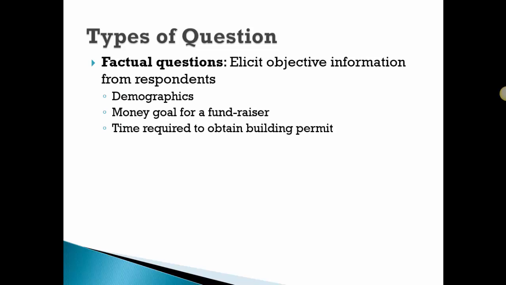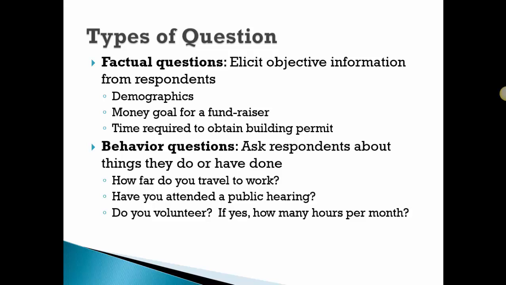Now let's talk about the types of questions we can have. We can have factual questions, and these elicit objective information from the respondents. Things like demographics, money goal for a fundraiser, time required to obtain a building permit. Behavior questions ask people about things they do or they have done. How far do you travel to work? Do you volunteer? Things like that.